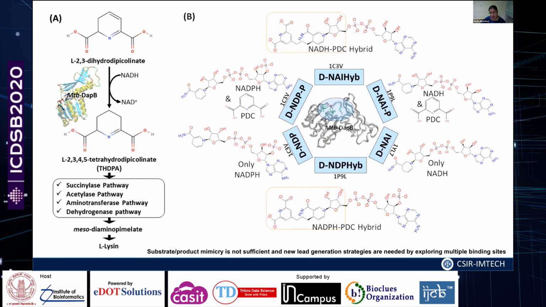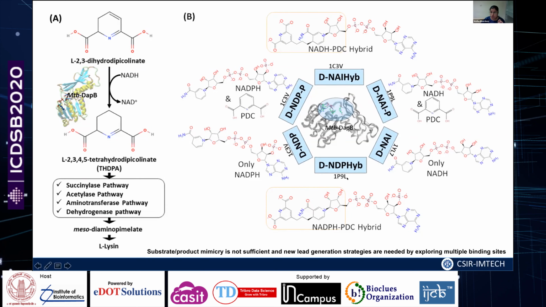And on the B figure, you can see that we have generated 6 different models. It's very simple. If you see here, this particular enzyme has a cofactor binding site, and it actually binds NADPH and NADH both. So what we did, we took 2 models in which this is basically the PDB-ID. We took NADPH and PDC in the bound form. Then we took only NADPH. Likewise, in 1P9L, we took NADH and PDC and only NADH.